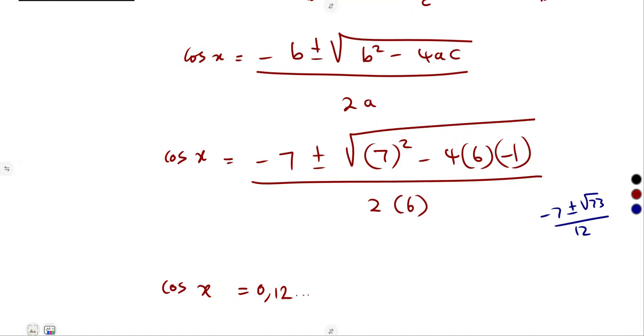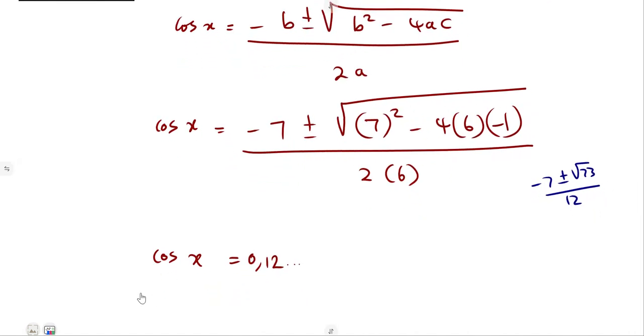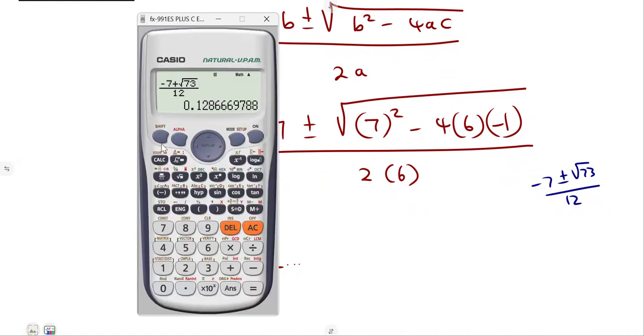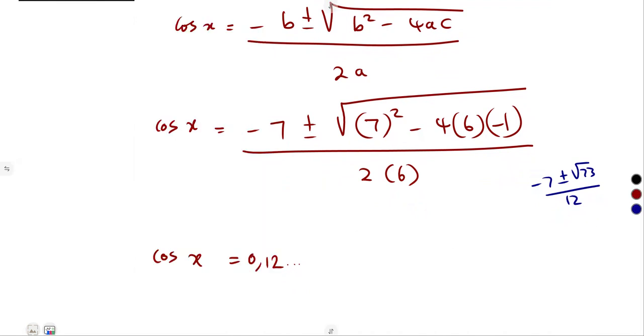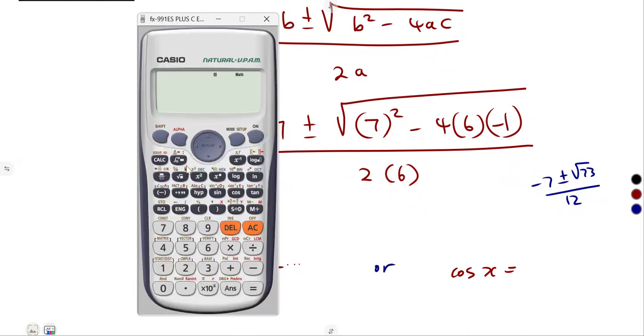I can even store this value in case I'm going to need it. To store it, shift store, then I can press A. So the answer is in A. As for the second one, the cos of x is going to give us, if we simplify that, negative 7 minus the square root of 73, everything over 12. This is going to give us negative 1.29 and so on.